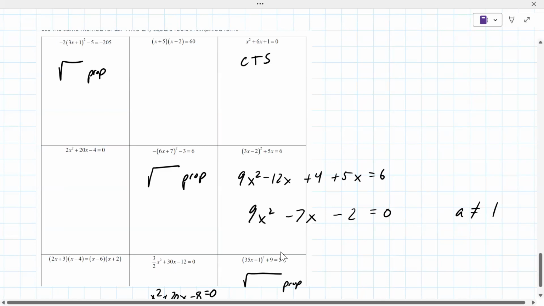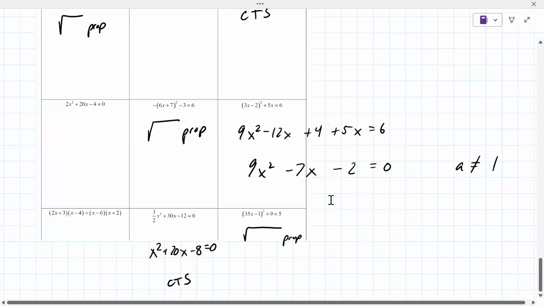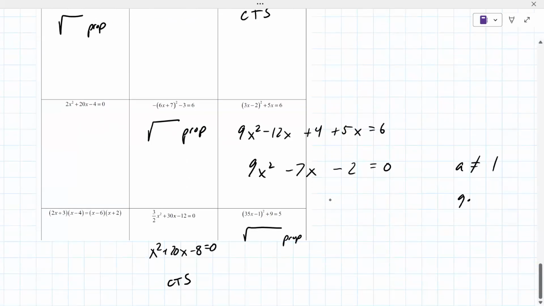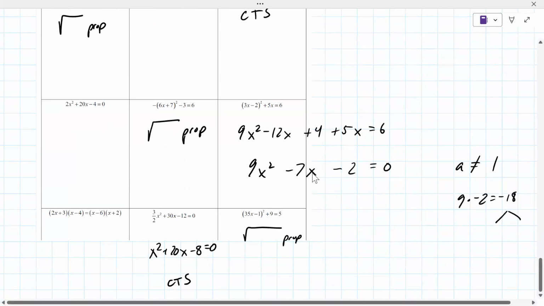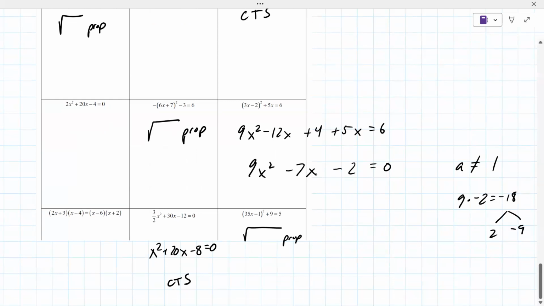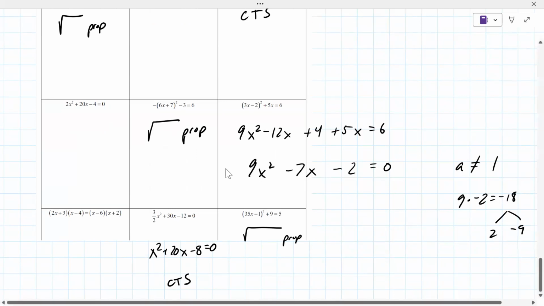Couldn't you do AC then factor it? Which one? The one that you're just working on? This one right here? Yeah, it's an a not equal to 1 problem. You multiply the 9 and the negative 2. 9 times negative 2 ends up being negative 18. And then you're looking for two numbers that multiply to negative 18 but add to negative 7: 2 and negative 9. Do you want to keep going, factoring that from there? Okay.